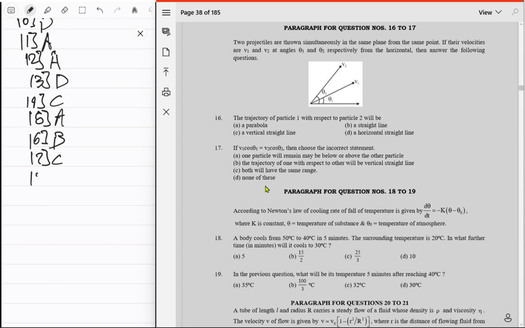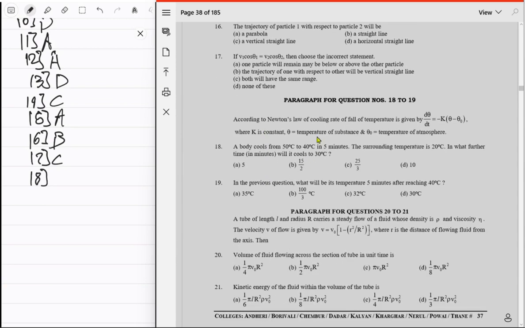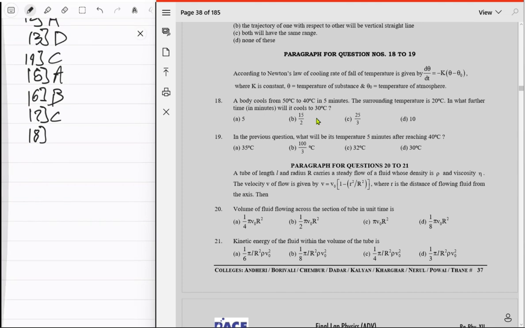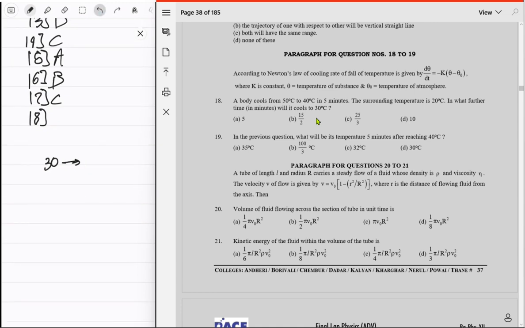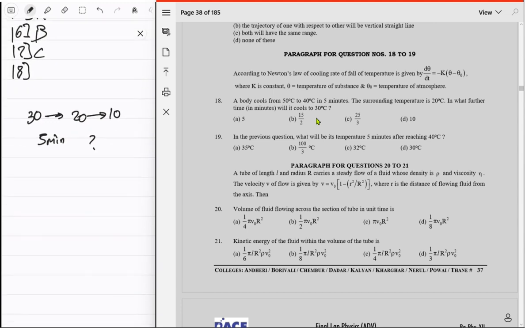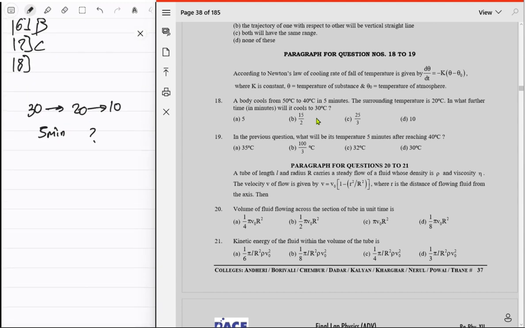Next question. 18. According to Newton's law of cooling, temperature is what? A body cools from 50 to 40 in 5 minutes, the surrounding temperature is 30. This is not for a time like cool to 30. So with respect to 20, how much is it? It's like 30 to 10, right? No, 30 to 20 I guess. 20 in 5 minutes. And now what to do? Now we have to cool it to 30 degrees Celsius, just 10. So in what time, right? Well, yeah. So okay, what remains?